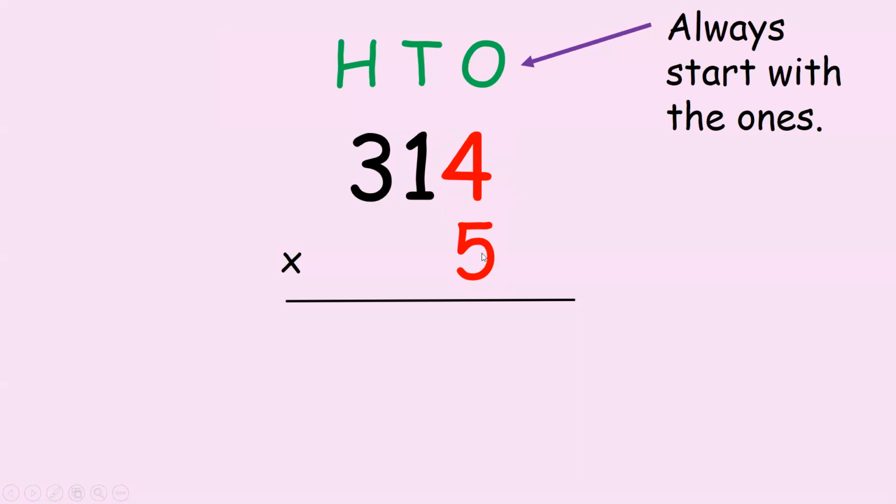And 4 times 5 gives us 20. So we're going to write the ones digit in the answer, and we are going to carry the tens number over, which in this case is 2, because the answer was 20. Now we need to remember this 2 for when we multiply the next digit along.